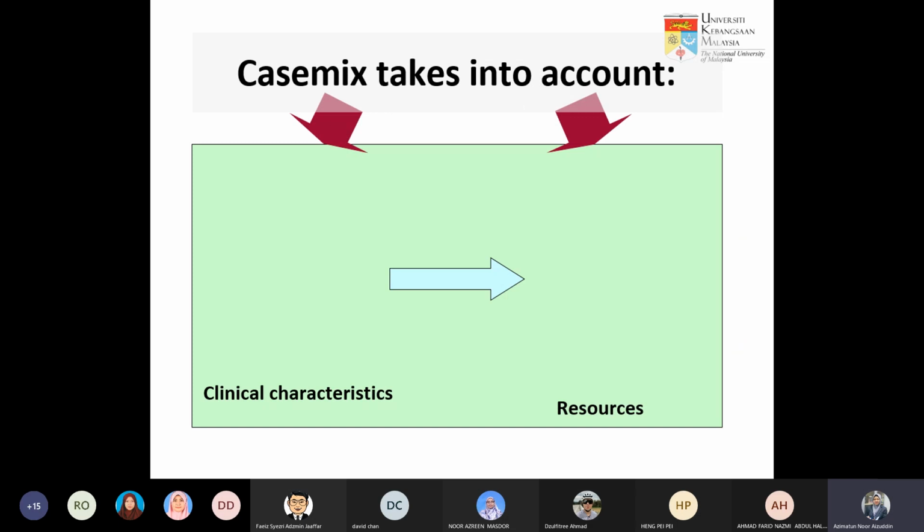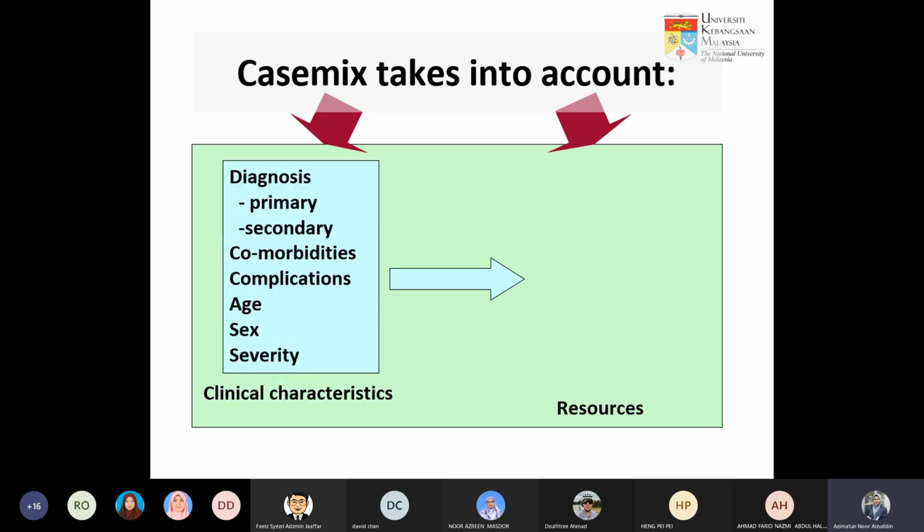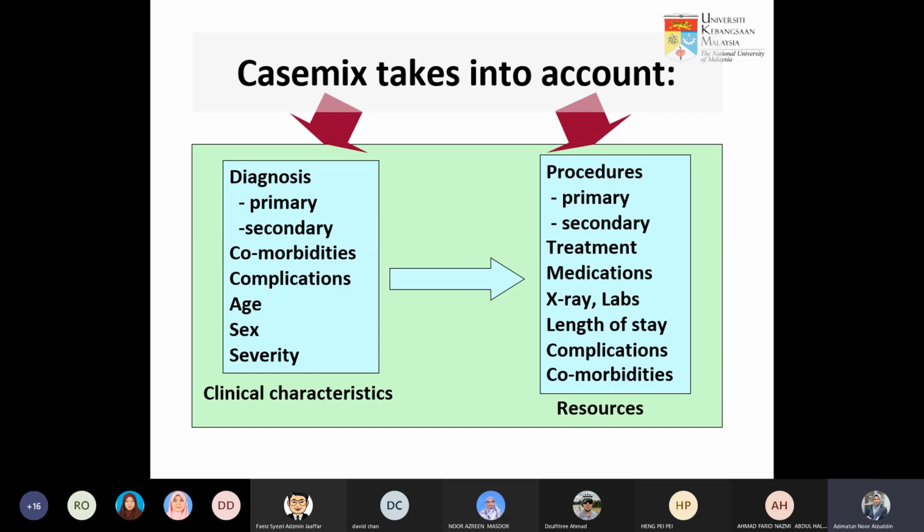So next, Casemix takes into account in term of diagnosis. Ya, selain daripada diagnosis tadi kita dah mention secondary diagnosis adalah comorbidities and complications. So in term of social demographic characteristic, age, sex and severity also being considered. Ya. Kemudian kita next adalah procedure. Procedure juga ada primary procedure dan secondary procedure.